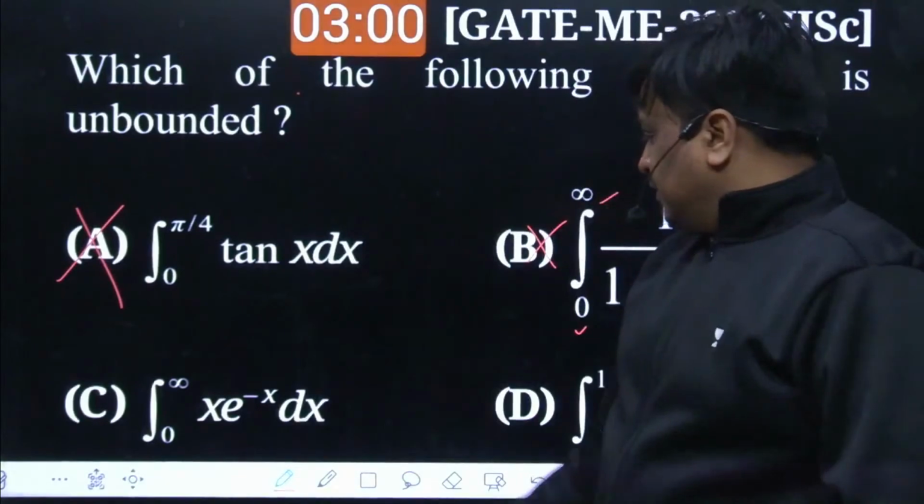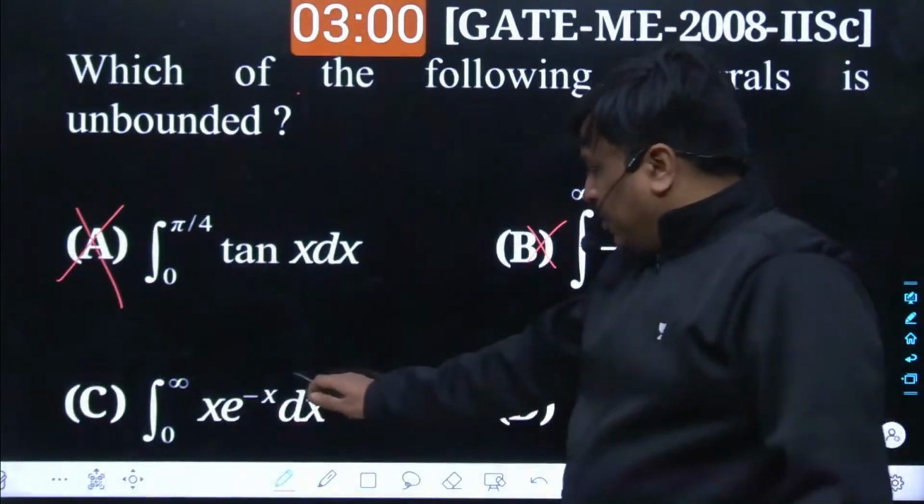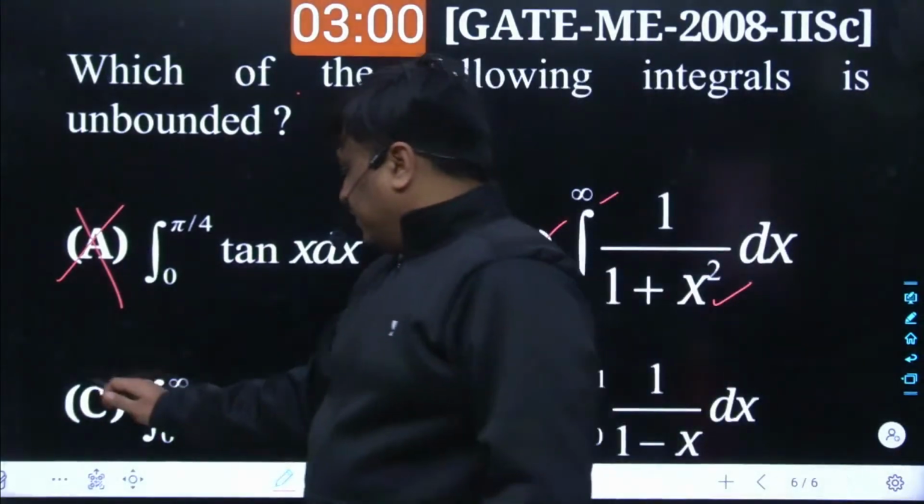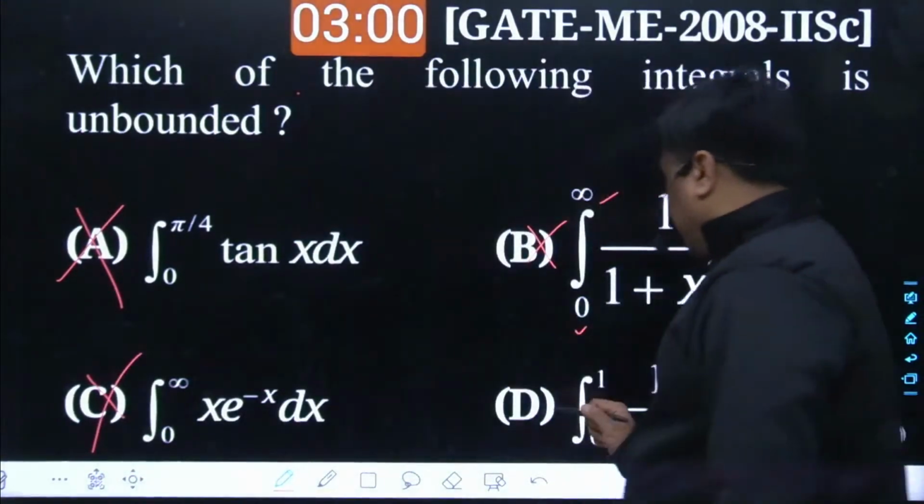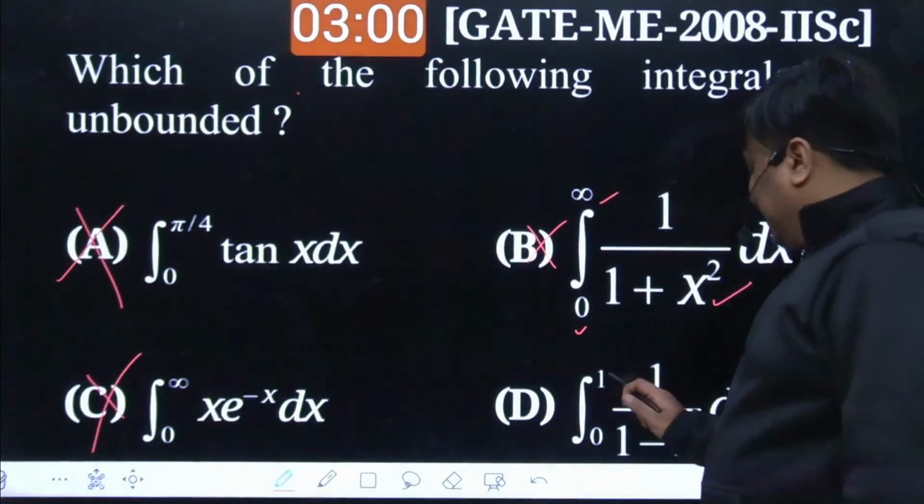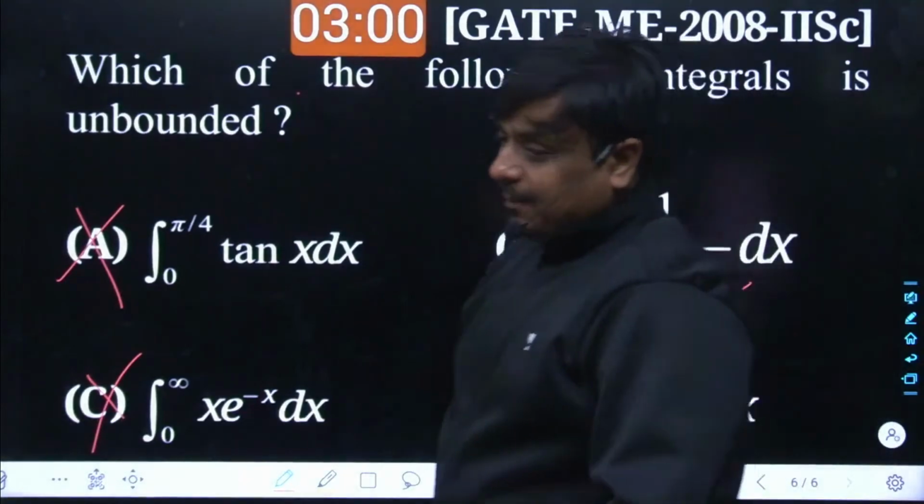So I can say this is going to be a bounded or finite function, and that is why the area under the curve is also finite. This has been discarded. And if we focus on option d, what happens? 1 divided by 1 minus x, and the integration is from 0 to 1. That is the important point.